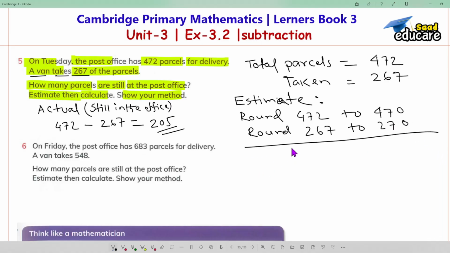So the estimate result, the estimate parcel in the office. How many? 0 minus, all are minus, subtraction, so 0, 0 and 2. Here the answer is 200, it's the estimate result, and 205 is the actual result. Okay, so number 5 done.